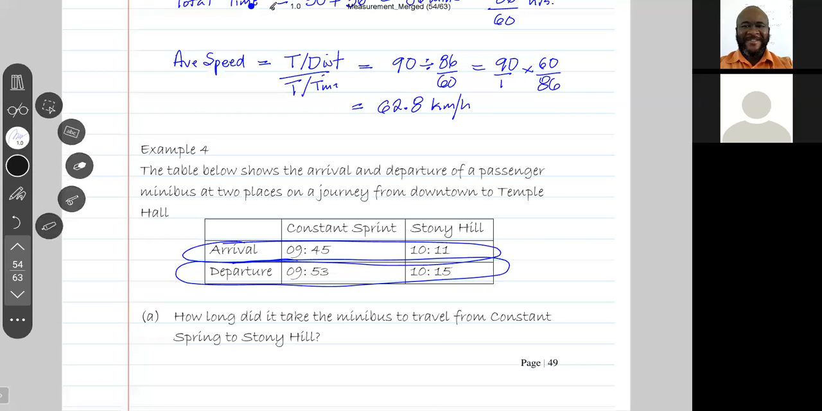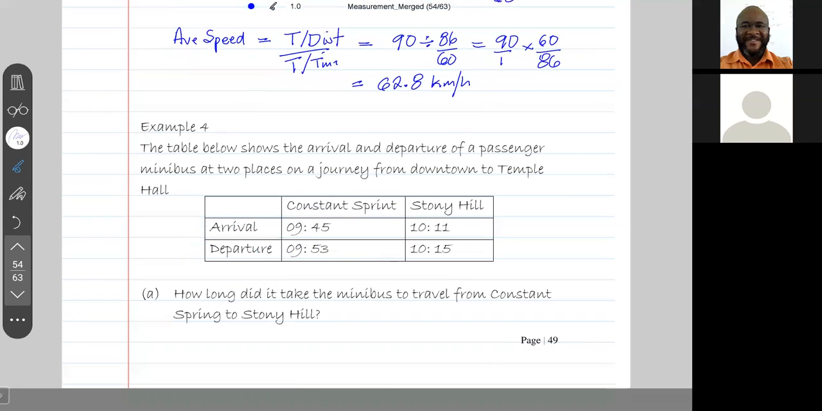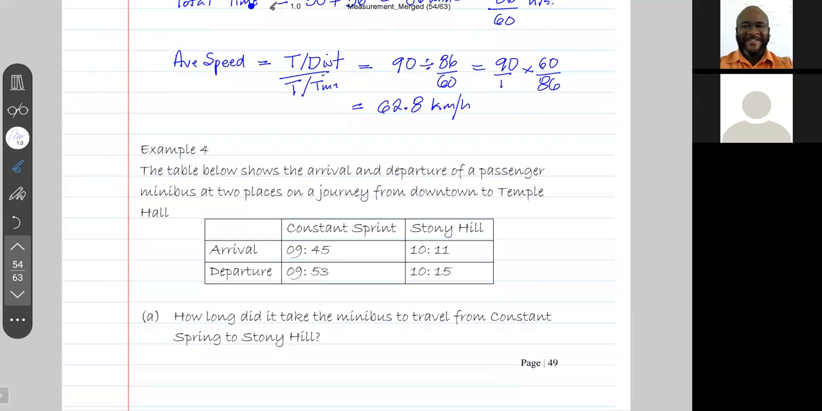So for this part of the question, what we're interested in is what time the bus left Constant Spring and what time the bus arrived at Stony Hill. Well, the bus left Constant Spring at 9:53 and arrived at Stony Hill at 10:11. So we have our departure time from Constant Spring and the arrival time at Stony Hill. We need to calculate the time of the journey. How long did it take the minibus to travel from Constant Spring to Stony Hill?